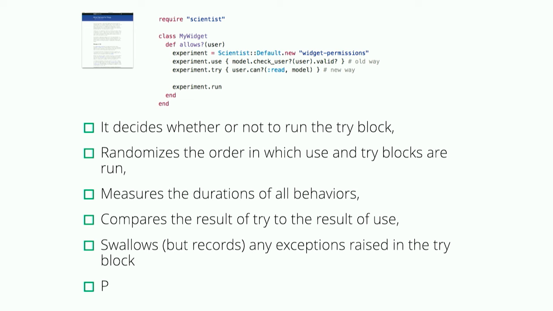So when you hit the Scientist block, you can set up a threshold. They set up 1% for this merge experiment. It always executes use, which is the old code, and returns it to the user. But in 1% of the cases, it also executes this try code, randomizes the order, measures duration, swallows and records exceptions, and publishes all this stuff to a dashboard.